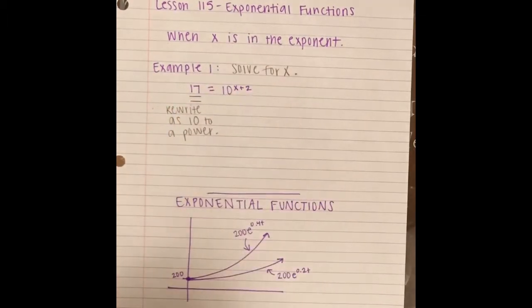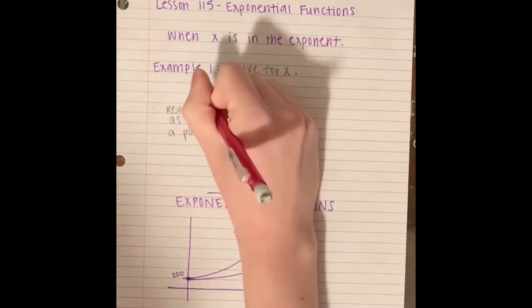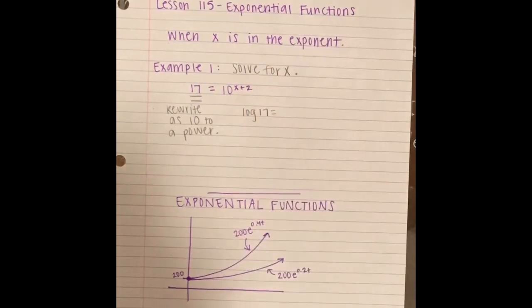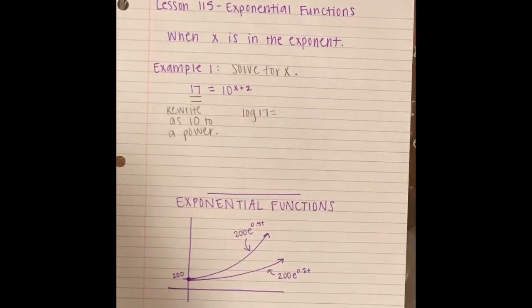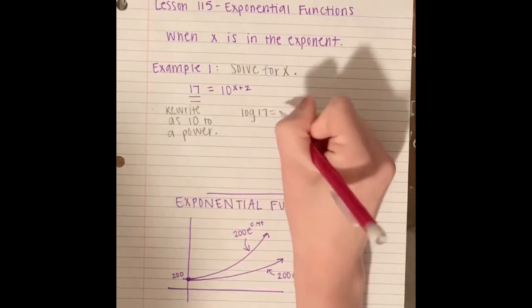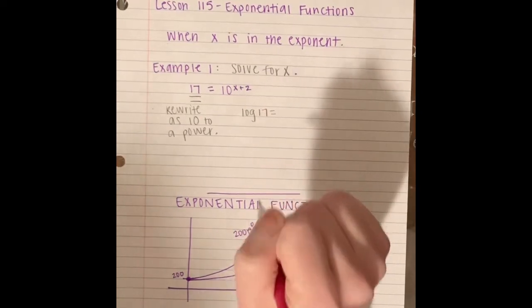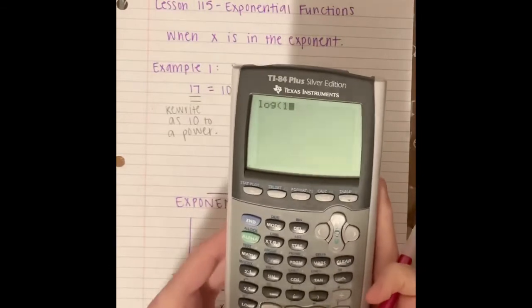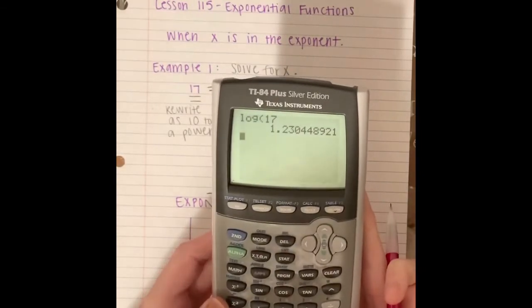How do I rewrite something as 10 to a power? We've done it very recently. If I take log of 17 on my calculator, whatever number I get will be the exponent of 10 that equals 17. So here's what I mean by that. If I take log of 17, I'll get 1.23.